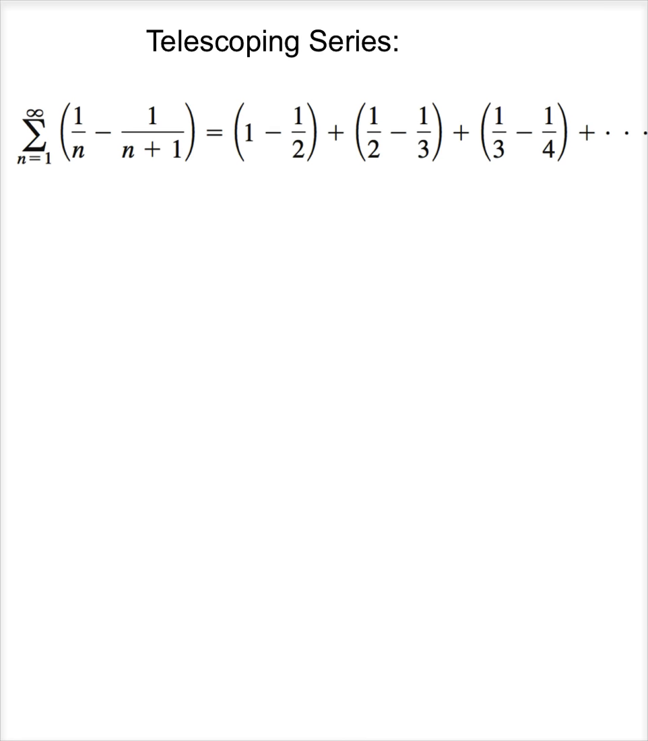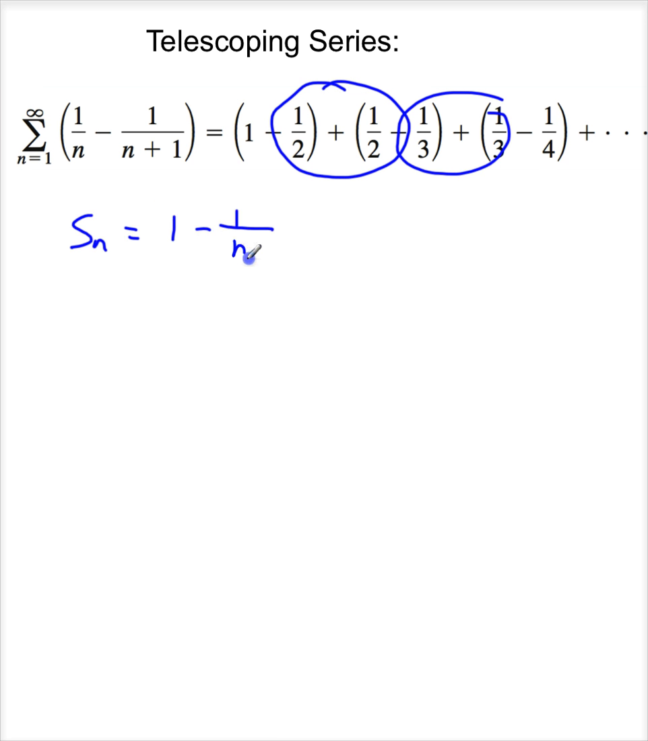So let's look at the series 1 over n minus 1 over n plus 1. When I write the terms, when n is 1, it's 1 minus 1 half, and then 1 half minus 1 third, plus 1 third minus 1 fourth. You can see these terms right here are going to cancel. So what does my nth partial sum look like? 1 minus 1 over n plus 1. So the limit as n approaches infinity of s of n is equal to 1.